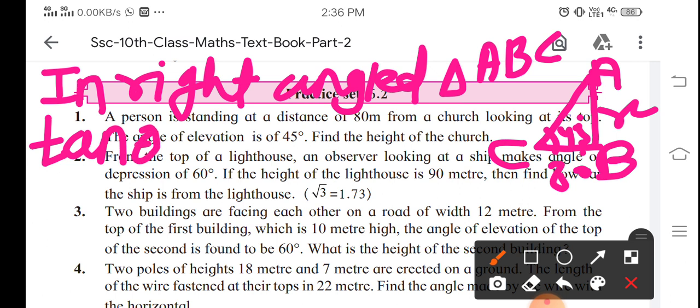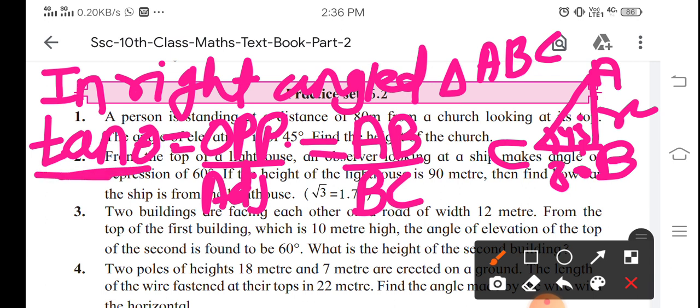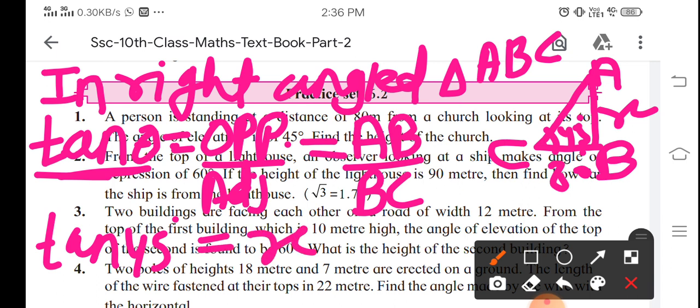So we have the formula: tan theta is equal to opposite side upon adjacent side. Your opposite side is AB and your adjacent side is BC. Now in the next one, tan theta. Instead of theta, what they have given? 45. So we'll write tan 45. AB we have to find out, and we have assumed that AB is x meter, so just write x, and BC they have given 80.